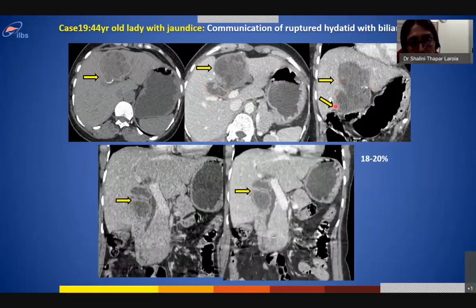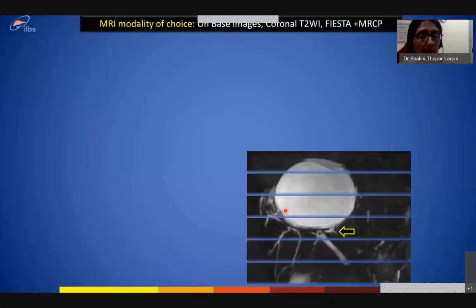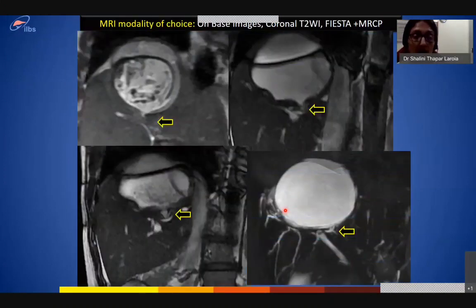This is a coronal image, and we see that there is some sort of communication happening here. If you look at this reconstruction, the bile duct is extremely dilated. There appears to be a communication at this side between the inferior segment of this hydatid and the bile duct. So this is a ruptured hydatid cyst into the biliary channels, and that is why you're seeing a dilated duct. So the clue is, in 18 to 20% of cases, this perforation can happen. It's very often seen in the Asian population, and we must always think of this.